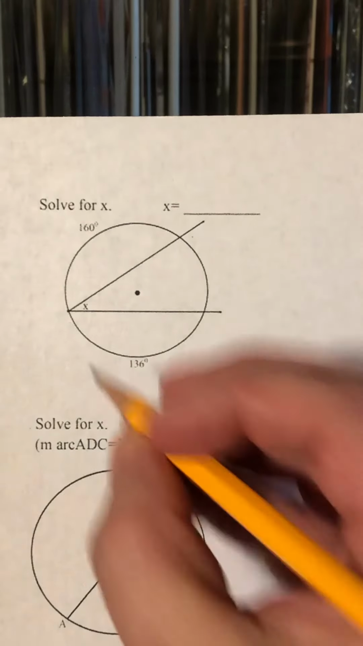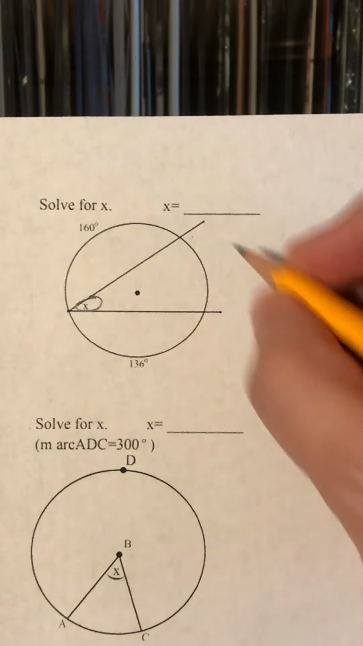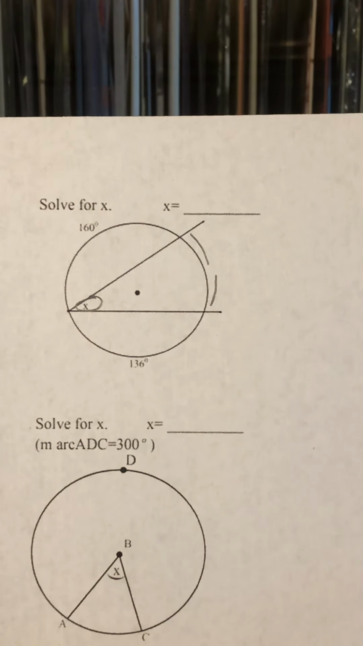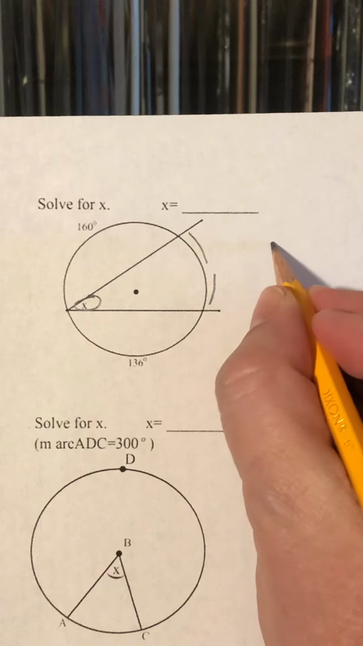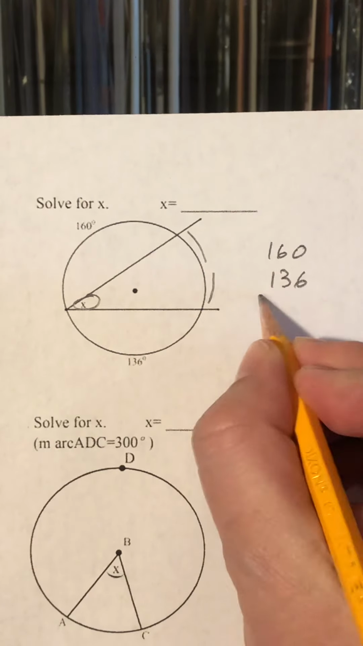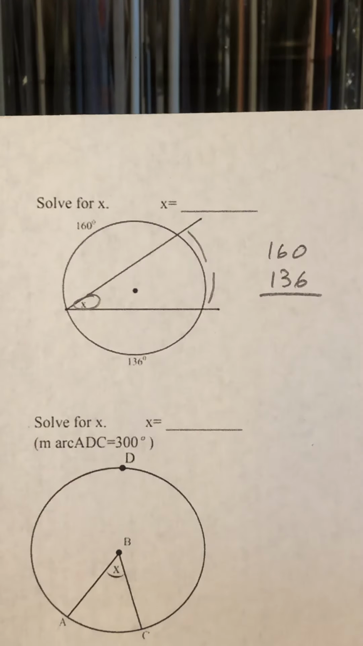So here it says solve for x, okay? Well, x is an inscribed angle, and I know that it's going to be 1/2 of the arc that it intercepts. I know that this arc over here is 160 degrees. I know that this arc down here is 136 degrees. And I know that altogether, all three of those need to add up to 360 because that's how many degrees there are in an entire circle.